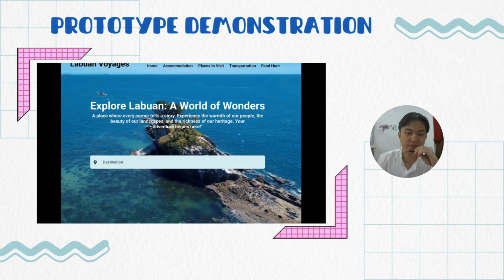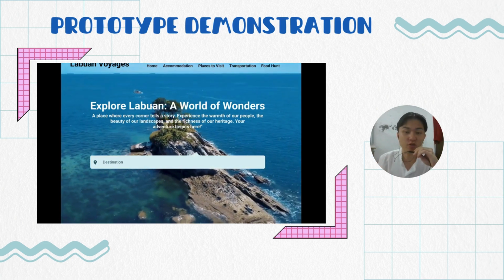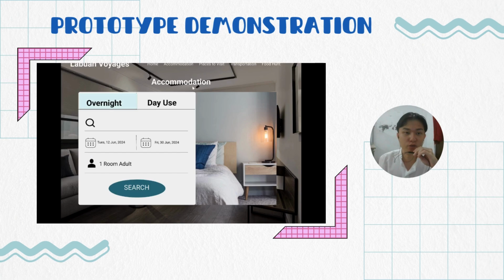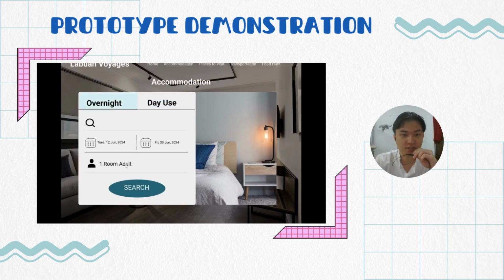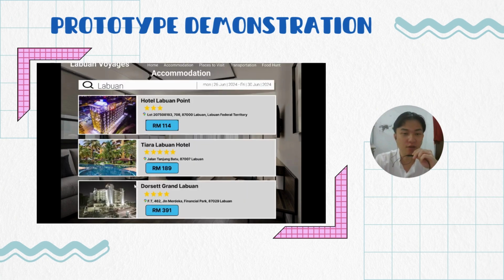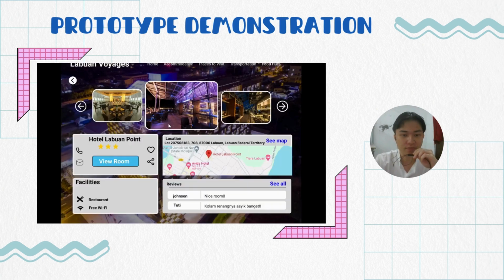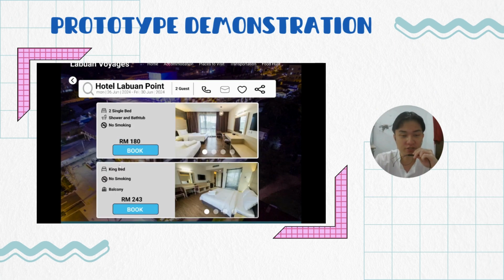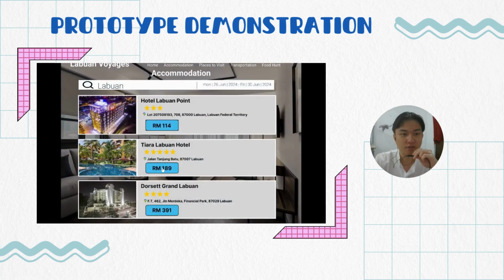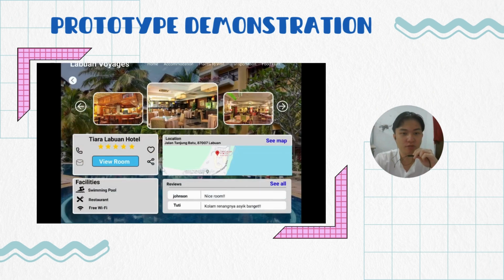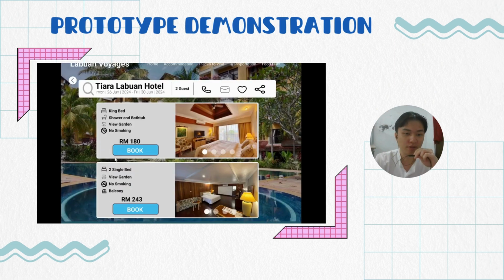So as everyone can see here, this will be the landing page of our Labuan tourism website, Labuan Voyages. And this is the accommodation landing page. So you can see there are overnight and day use options here. And when you click on search, you can choose your accommodation here, Labuan, and view your room here. And if there are any unsuitable rooms, you can just go out and then choose another hotel or accommodation.